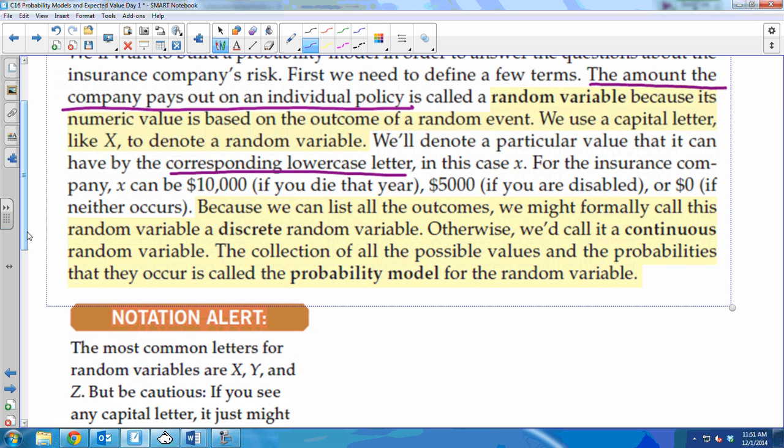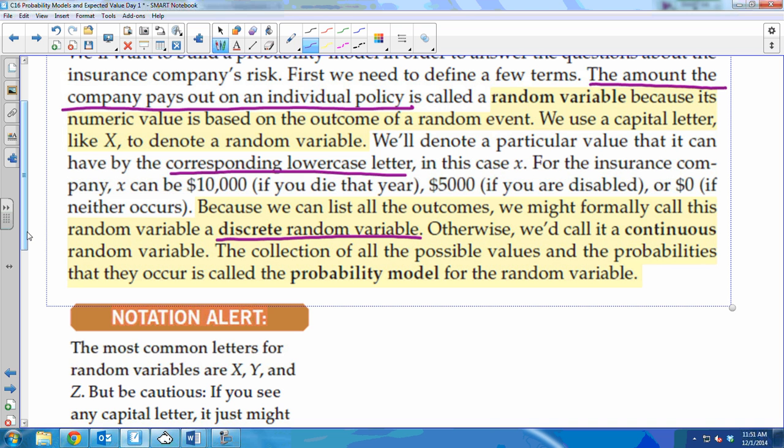Because we can list all the outcomes, right? $10,000, $5,000, nothing. Because we can list all the outcomes, we're going to call this a discrete random variable because I know everything that could happen. There's no maybe you get $8,000 for something else. Like these are the 3 possibilities. If we didn't know all of the outcomes, that'd be a continuous random variable, and we'll talk about those later in the chapter. So for right now, we're just talking about discrete random variables.